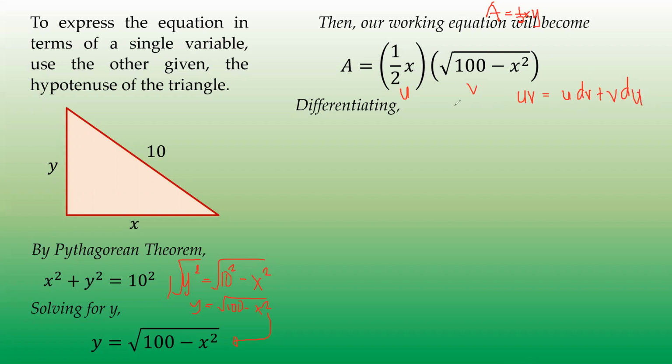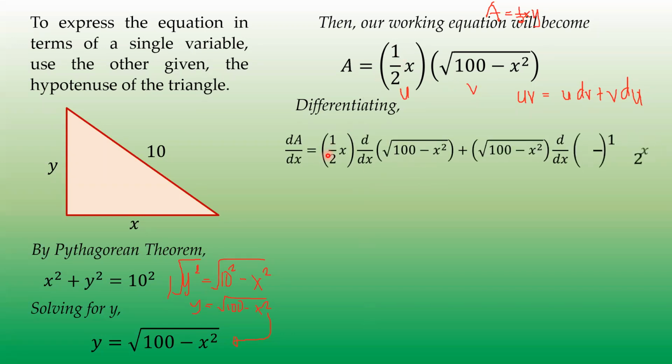Okay, so ito ngayon yung gagamitin ng formula. 1/2 x, binukod ko siya, times square root of 100 minus x squared. Magkakaroon tayo ng first function, 1/2 x, derivative of the second, square root of 100 minus x squared, plus second function times derivative of the first. So yun yung ating magiging equation, derivative of a product.